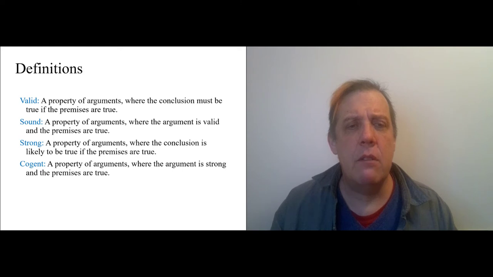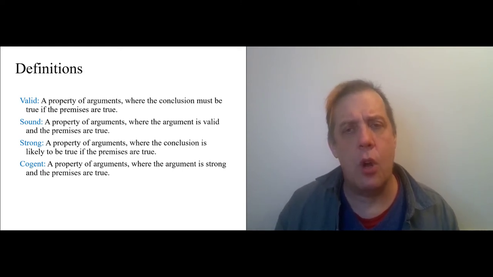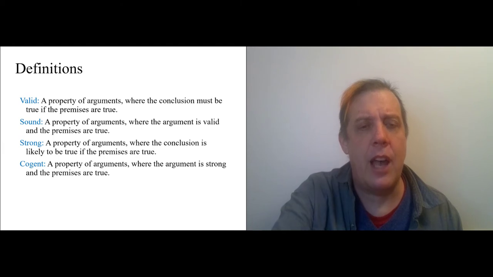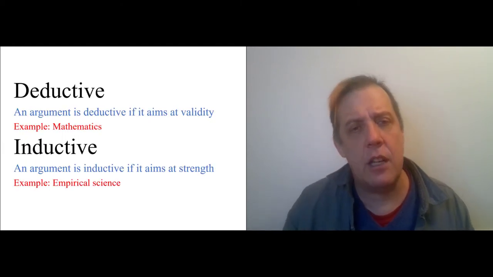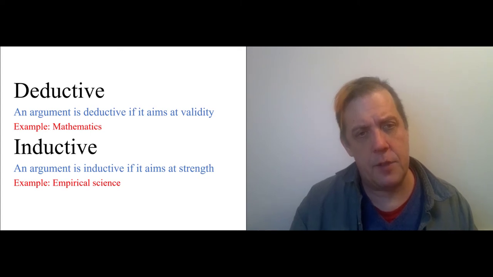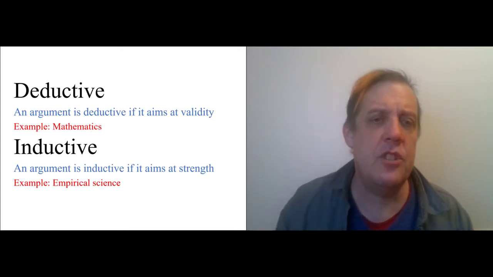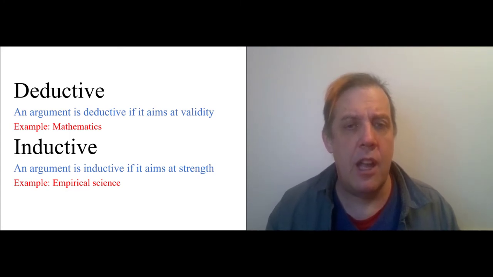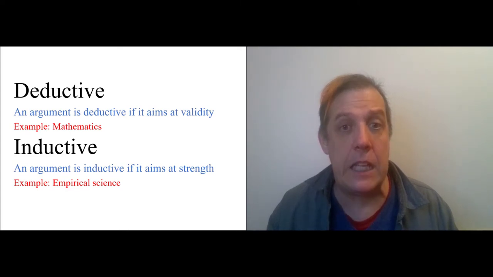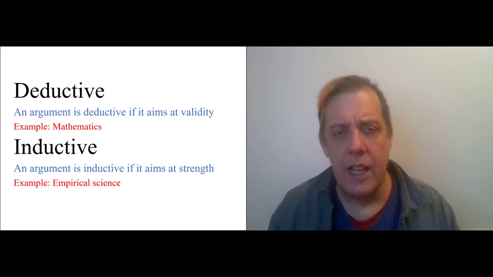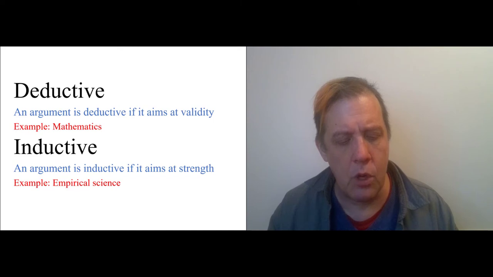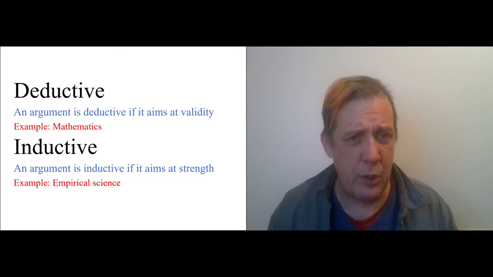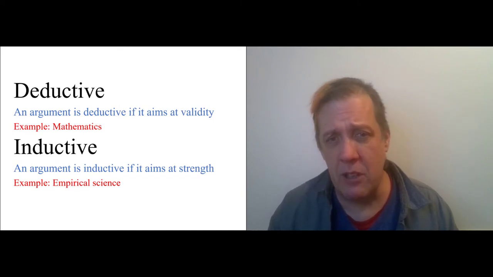The difference between the world of valid arguments and the world of strong arguments also gets a name. We talk about the difference between deductive arguments and inductive arguments. Mathematics is generally pursued as a deductive science, because the proofs of mathematics are supposed to be valid. Anything about the physical world, the empirical world around us, the world that we can sense, is going to be inductive. Arguments about that merely aim at strength.